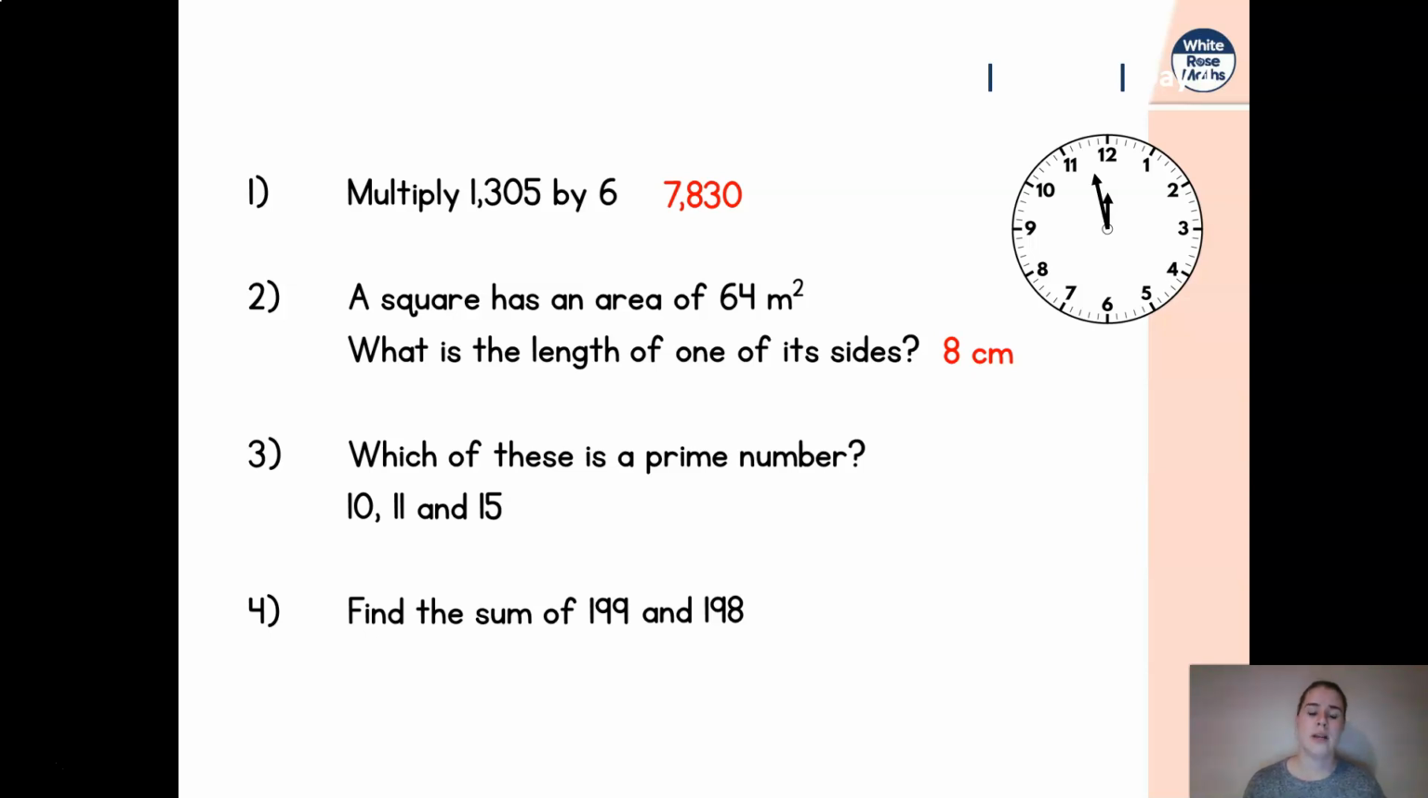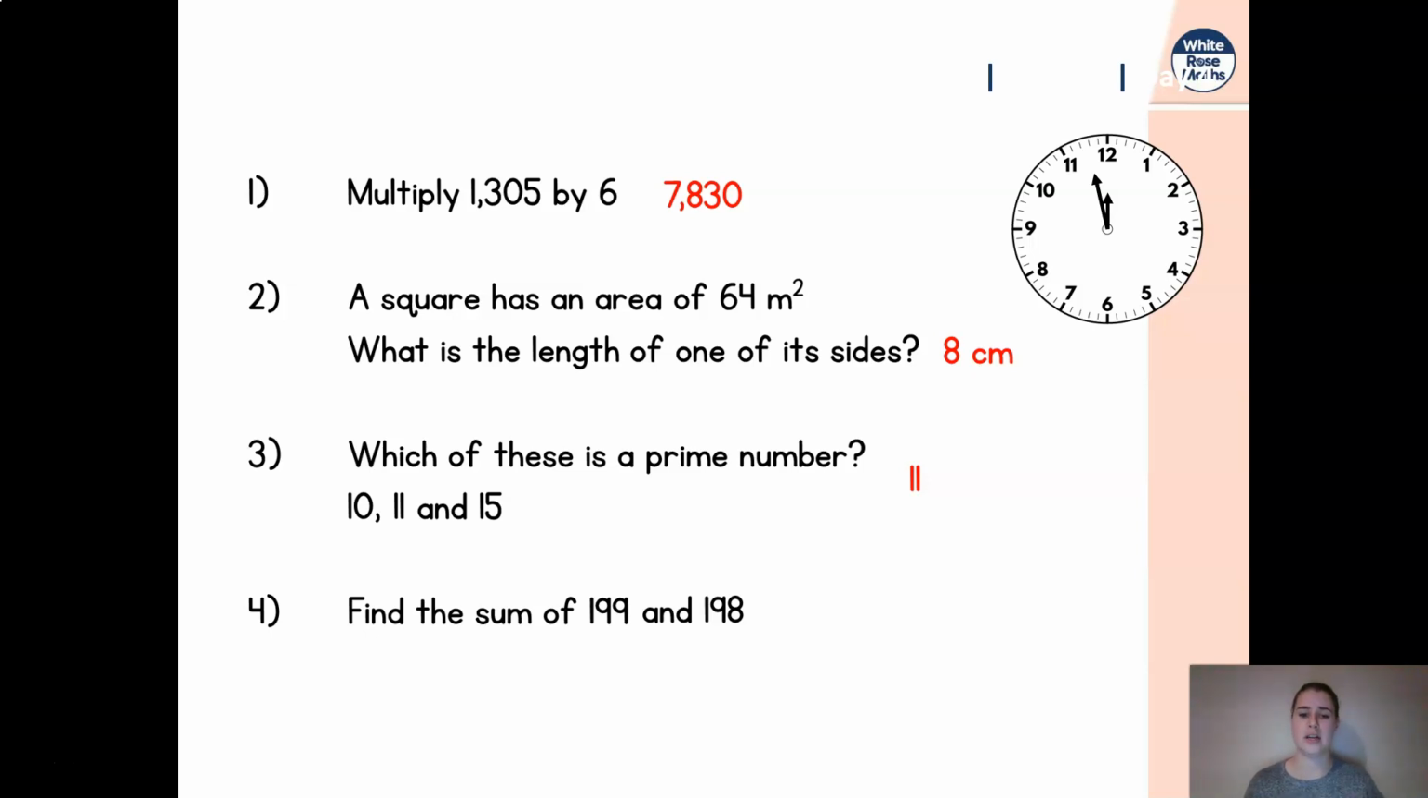Okay, which of these is a prime number? Okay, so we know that a prime number can only be divisible by 1 and itself. And the answer for that one is 11. Okay, we know that we have factors of 2 and 5 for number 10, and we also have factors of 3 and 5 for 15. So those two cannot be prime numbers.